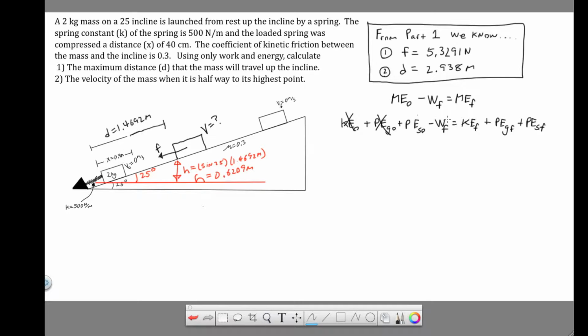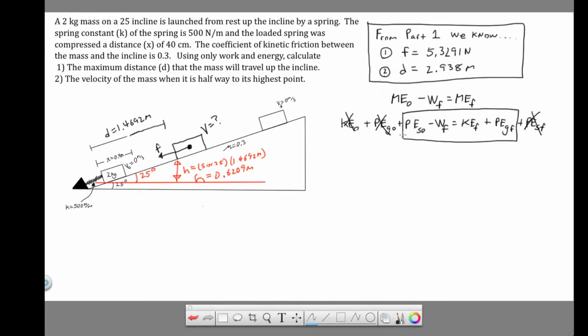Okay, the final energies. Now we do have kinetic final because right here, this is our final. This point right here, halfway up the incline, is now the final, and it's in motion. So there is kinetic energy. We do have potential of gravity because the block is above the 0 point, and there is no spring energy because there's no spring at that point. So what we have is this. This is our master equation here.